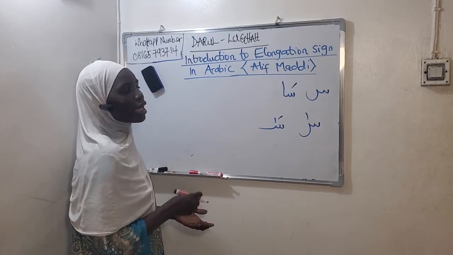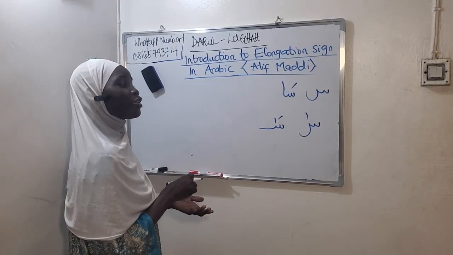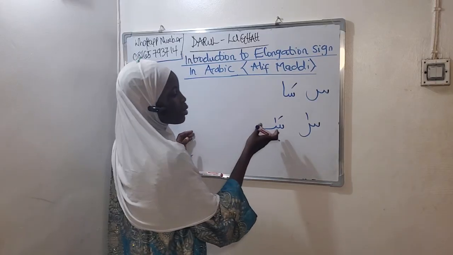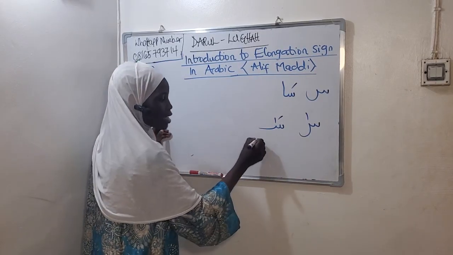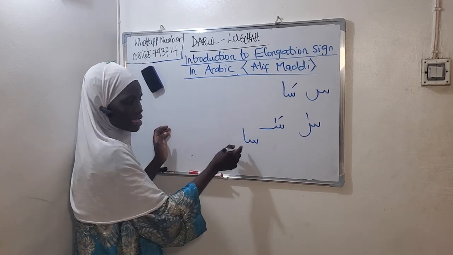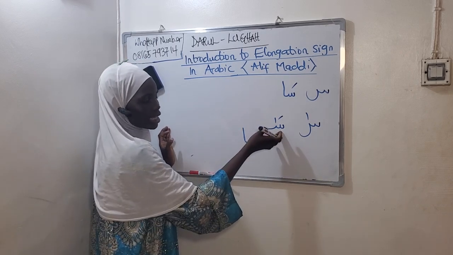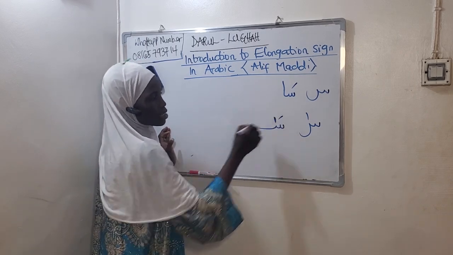It depends on the place that you are using it. Either at the middle of the letter, you write it like this, then you put your location like this, because it's not possible for you to write like this at the middle of the letter. You just write like this small letter C and you put your alif body like this.